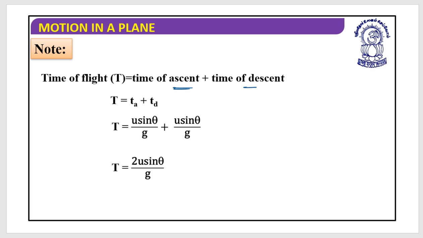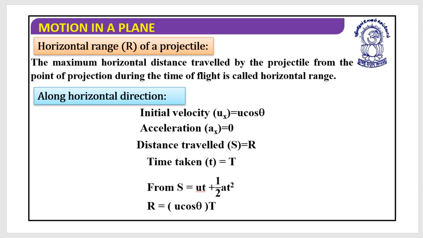So this total time of flight we can write like this. It's the time of ascent plus the time of descent. Time of ascent is u sine theta by g. Time of descent is u sine theta by g. And the total time of flight would be 2u sine theta divided by g. I hope this is clear. Is it clear? Yes. Okay.